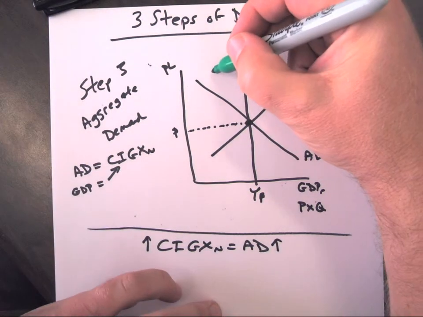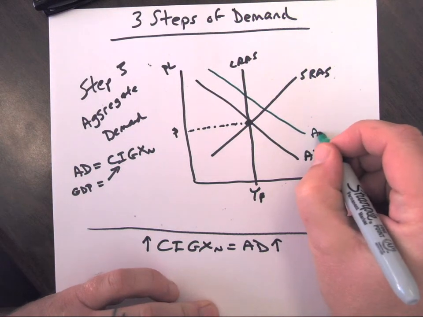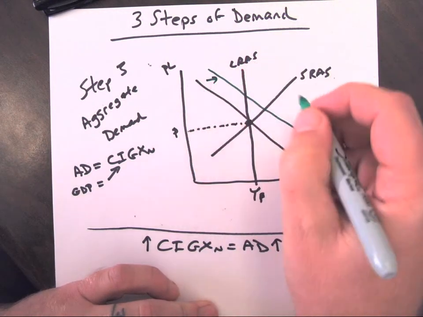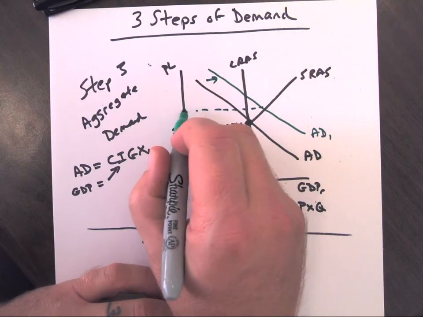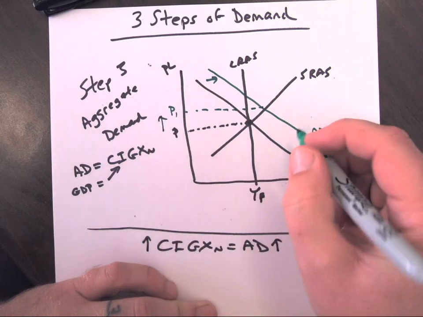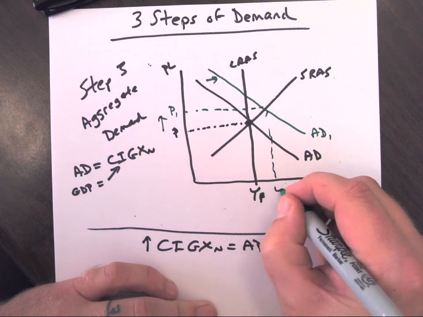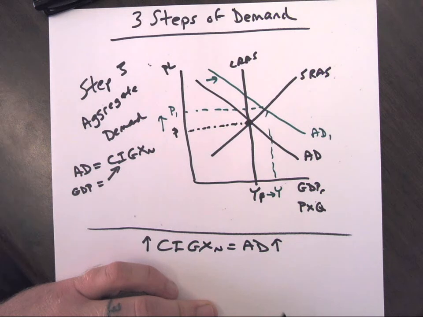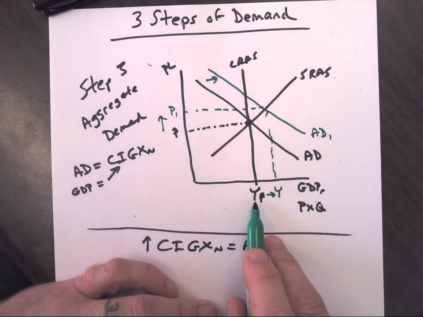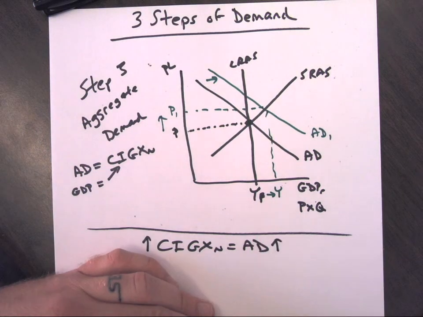So if this were to happen, our aggregate demand would increase to the right, and that would cause price level to go up, and of course GDP to go up. Then we would be producing at more of an inflationary gap right there.